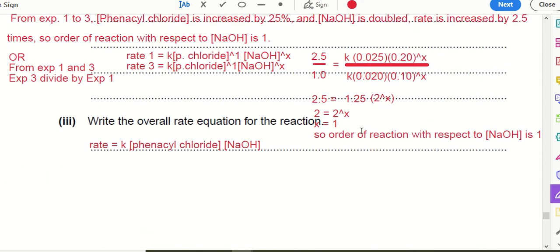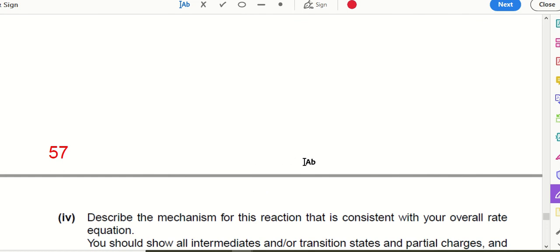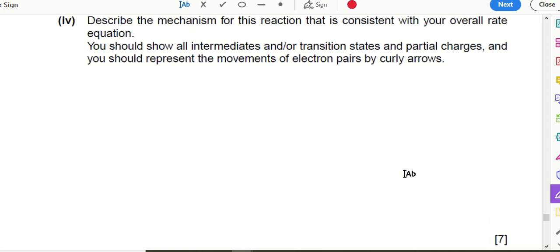Now, because you have a first order reaction with respect to phenyl chloride, and then first order with respect to sodium hydroxide, that means this is an SN2 mechanism. So go back to your AS organic chemistry and draw an SN2 mechanism for this part.